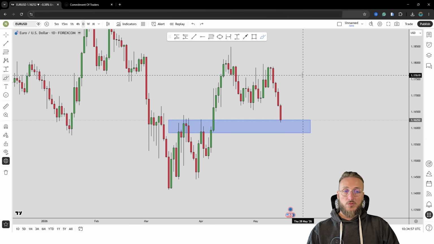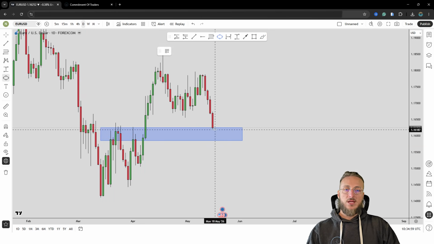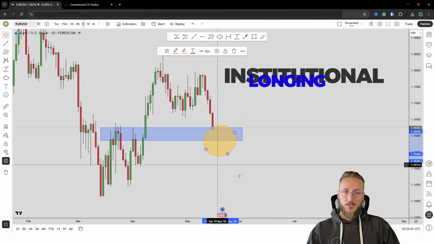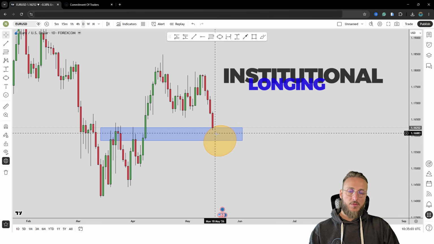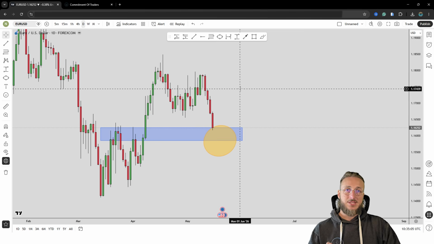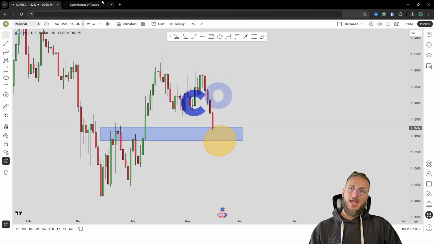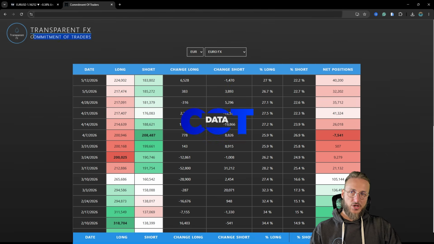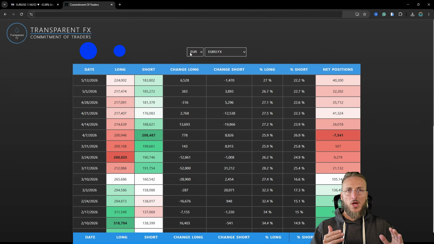So there is very good probability that from here we could see more institutional buying, which at that point would increase the probabilities of a potential rejection to the upside away from this zone. Now, if we move to the commitment of traders and we look at the data for the euro, what we have to keep in mind is that the data for the euro is actually already the data for euro USD, because all currencies are already reported against the USD.